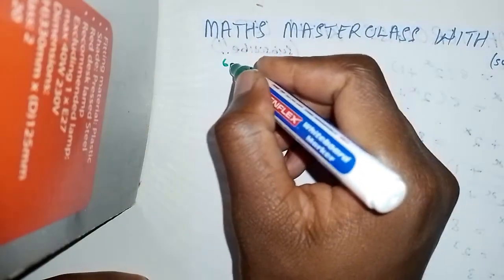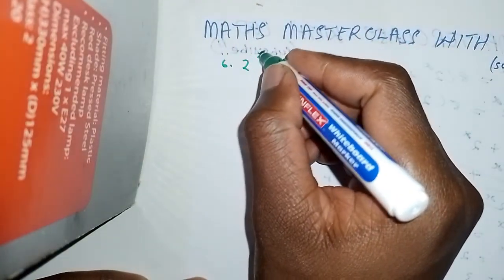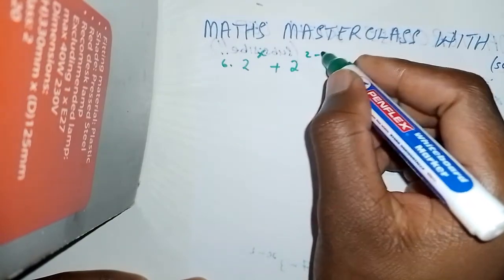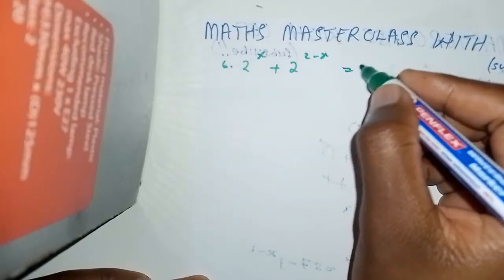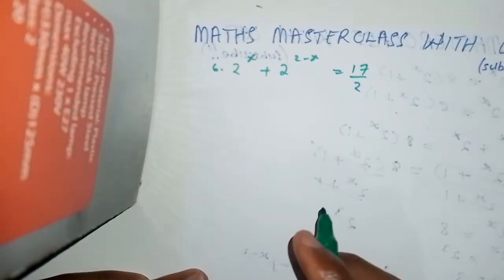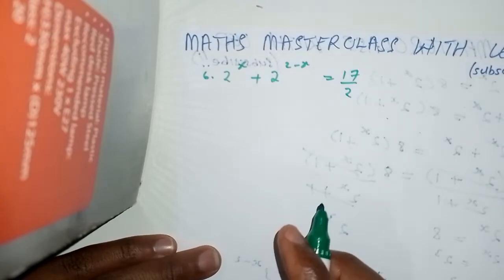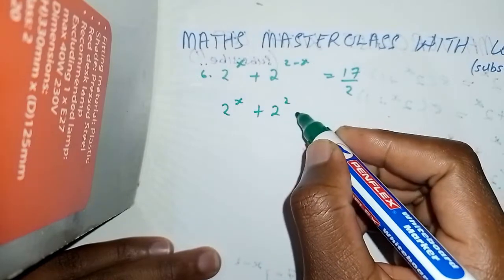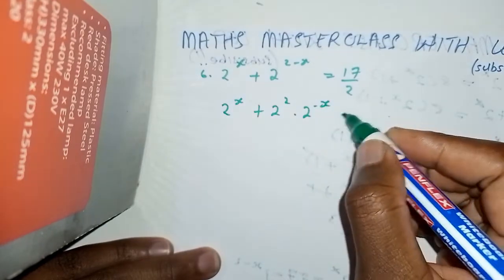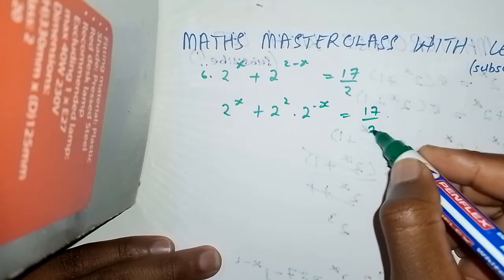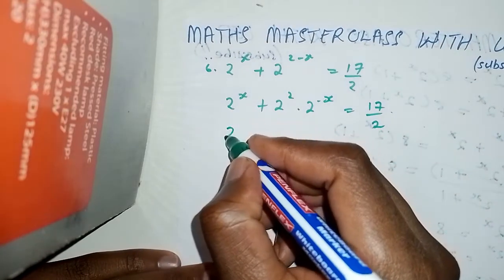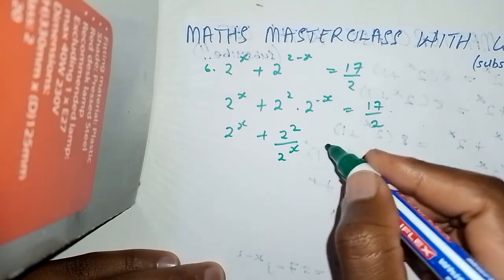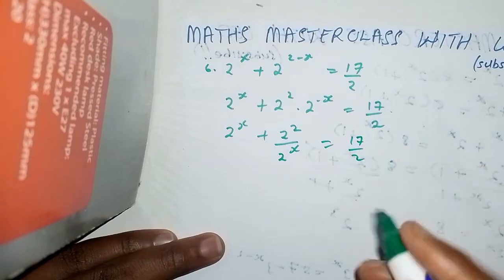Question 6. I have 2 to the power x plus 2 to the power 2 minus x. They say this is equal to 17 over 2, right? Equal to 17 over 2. I'm just going to say, oh, this I can write and say 2 to the power x plus 2 to the power 2 multiplied by 2 to the power minus x. This is equal to 17 all over 2, right? Then this can be written as 2 to the power x plus 2 to the power 2 over 2 to the power x is equal to 17 over 2, right?